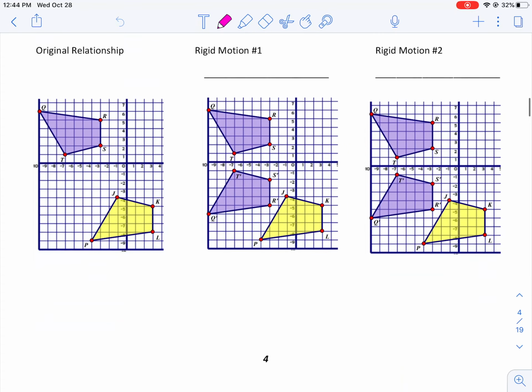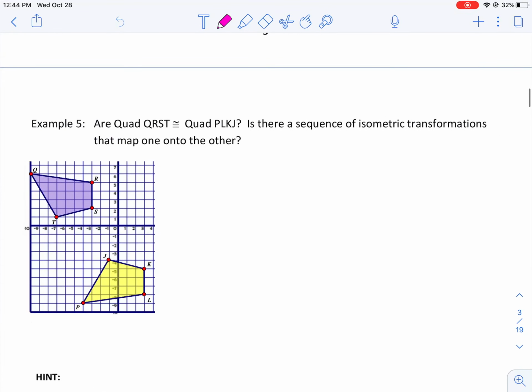We are on page 4. So excited about hearing from Usher. And today we're going to look at a sequence of isometric transformations. What does that mean? Oh boy, let's break it down.